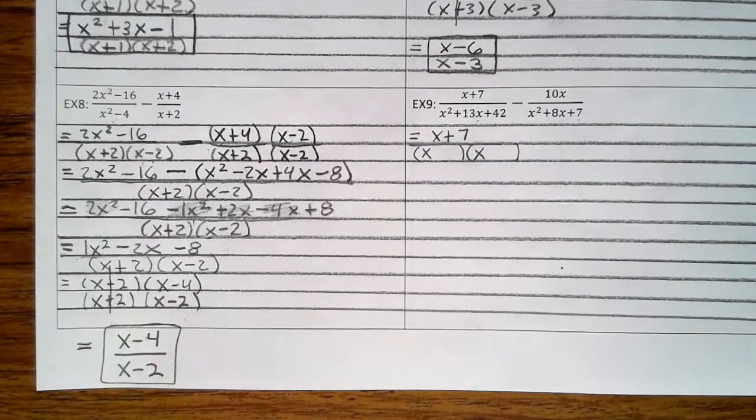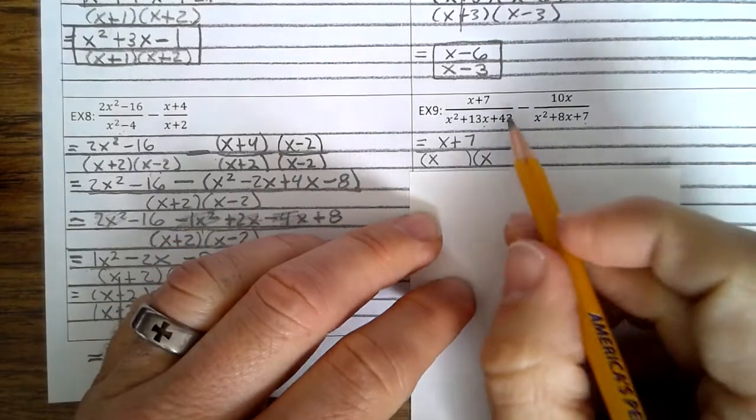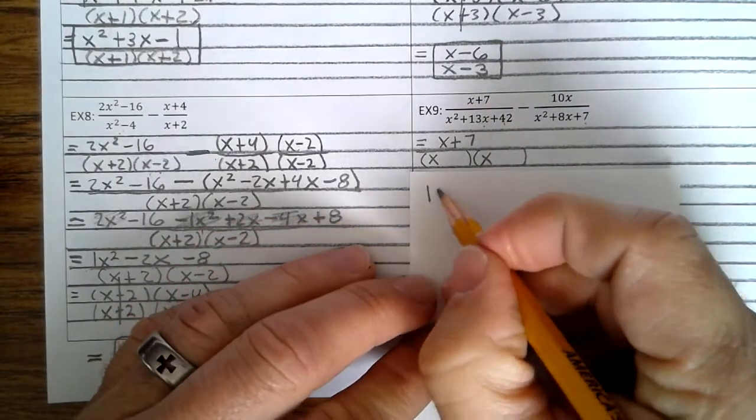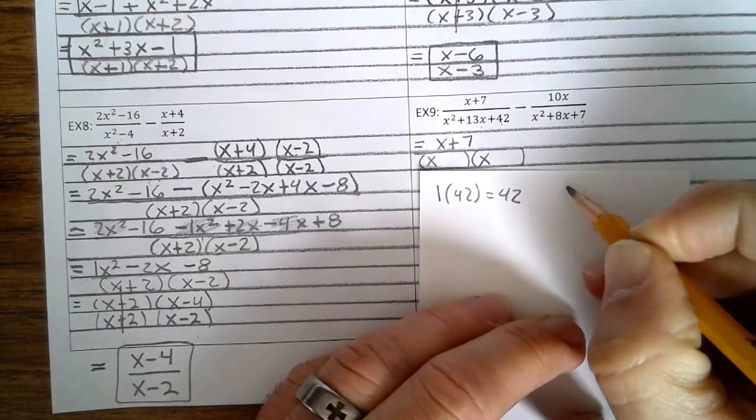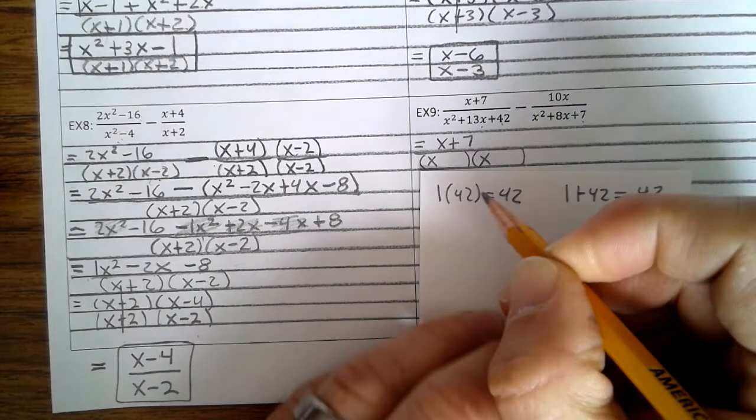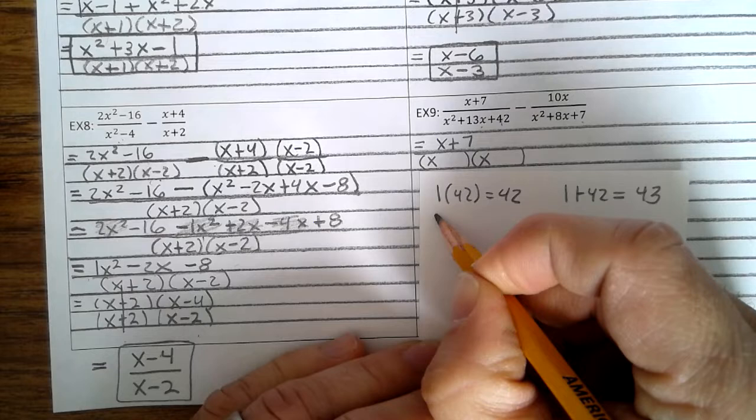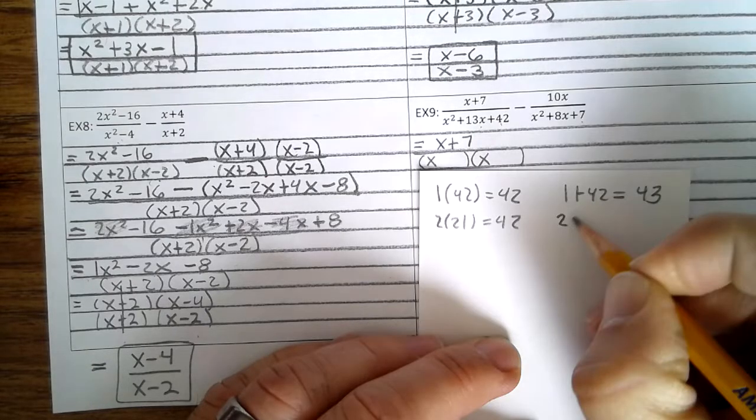So 1 times 42 is 42. 1 plus 42 is 43. That didn't work. 2 times 21 is 42. 2 plus 21 is 23. That didn't work. But we're getting closer to 13. So then I don't believe 3 works. Maybe it does. Let me double check.